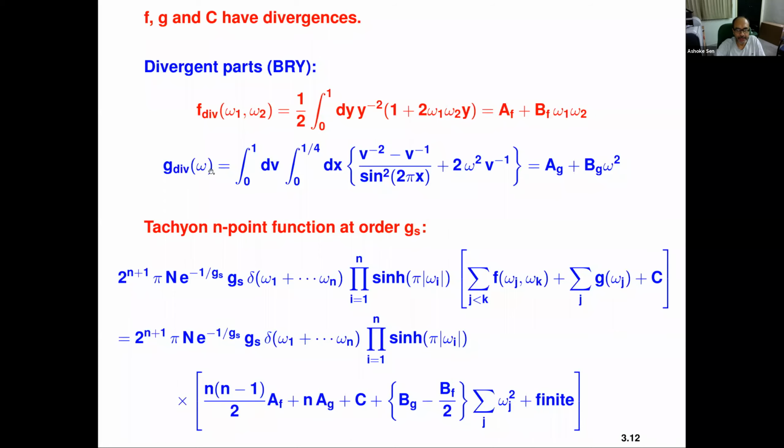Similarly, the expression for G divergent, again we wrote down in the first day, and it has an expansion of this kind. Later on, we'll see in detail the interpretations of these parameters. But it's a divergent integral because it has divergence from y equal to 0, as you can see, and it has divergence from x equal to 0. But nevertheless, we can write this expression as AG plus BG omega square. We have to figure out what these AGs and BGs are by using string field theory, but this is a general structure.